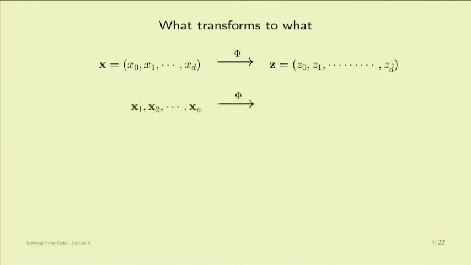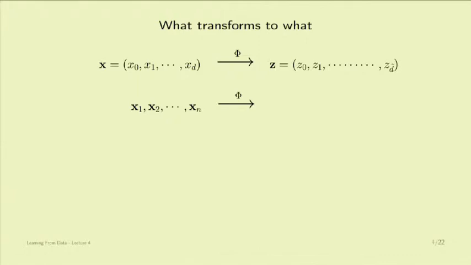Now, what do x1 up to xn go to? Remember, this is the data set, the inputs of the data set. Each of these by itself is a full vector x that has all of these coordinates. So this is the data set we have. What does it transform to?